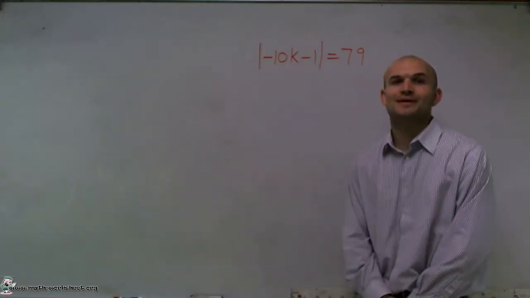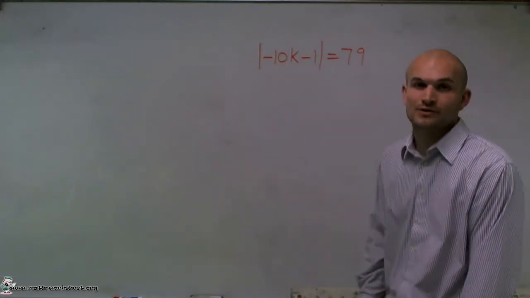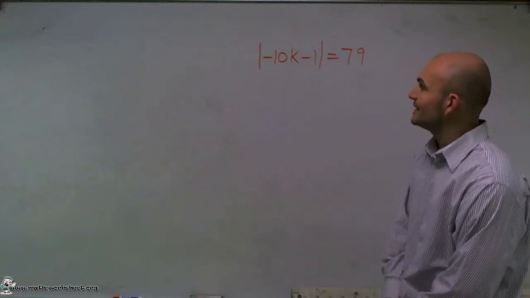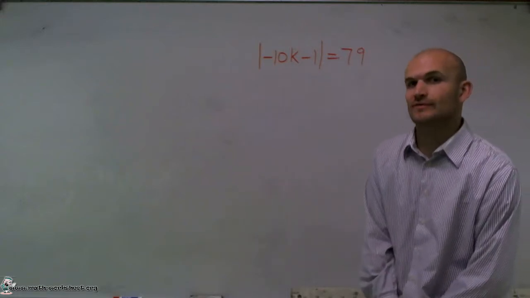Okay, welcome. What I want to do today is show you how to solve this absolute value equation. Here we have the absolute value of negative 10k minus 1 equals 79.